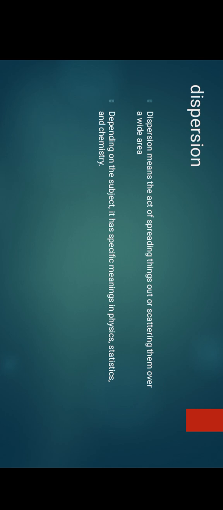Next one, dispersion. Dispersion means the act of spreading things out or scattering them over a wide area. Depending on the subject, it has specific meanings in physics, statistics, and chemistry. It results in the introduction of inter-symbol interference. It also limits the information carrying capacity of fiber.